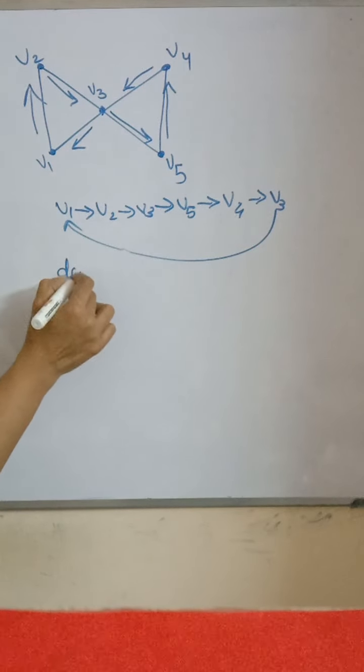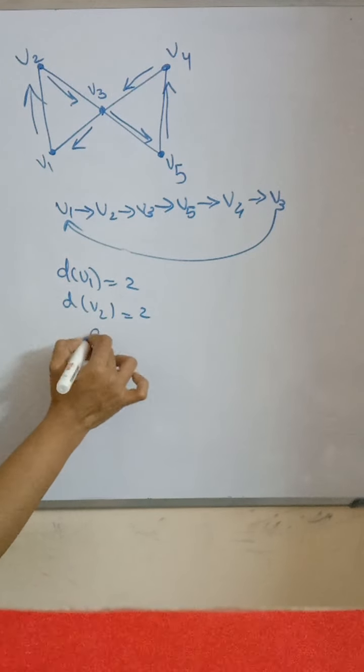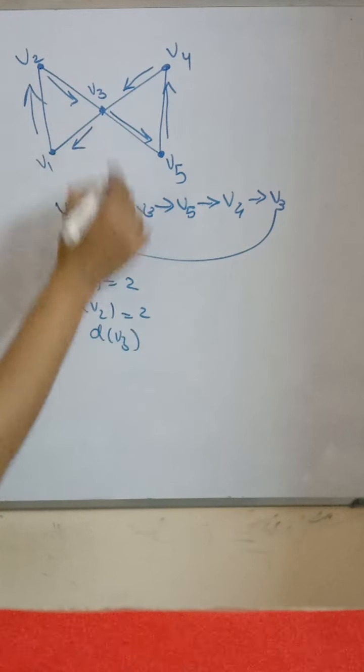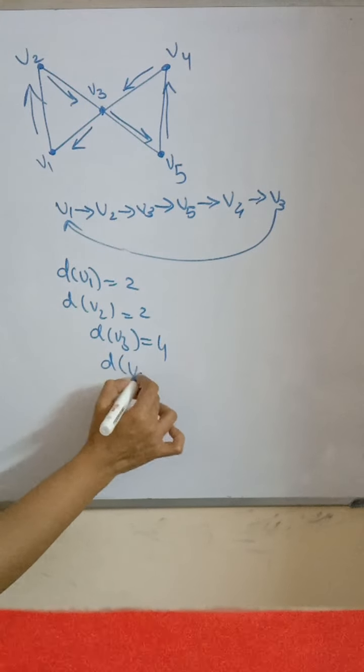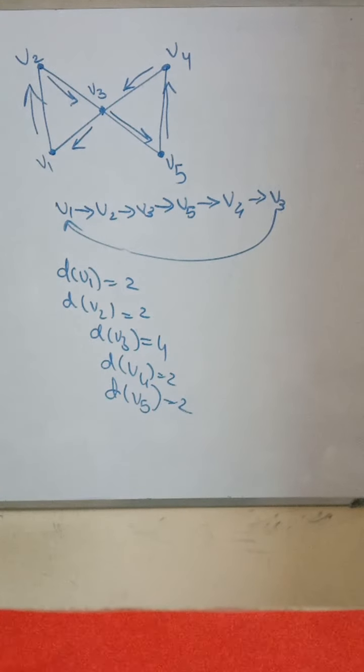What about the degree of each vertex? Degree of V1 is 2, degree of V2 is 2, degree of V3 is 4, degree of V4 is 2, and degree of V5 is 2. All the vertices are of even degree. Either the graph has a maximum of 2 odd degree vertices, or, if the Euler graph contains an Euler circuit, then all the vertices are of even degree.